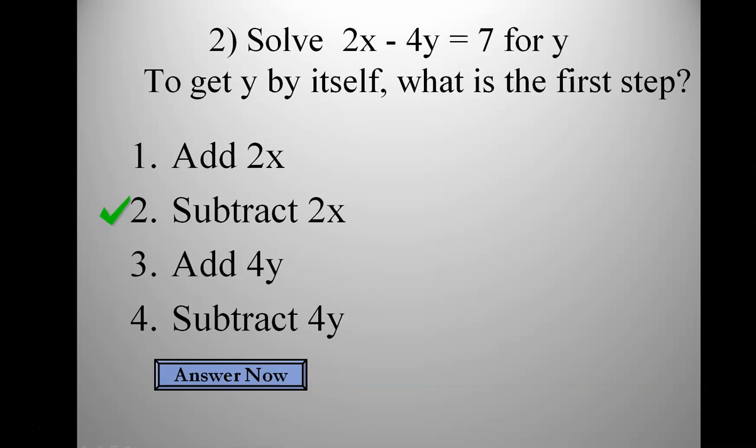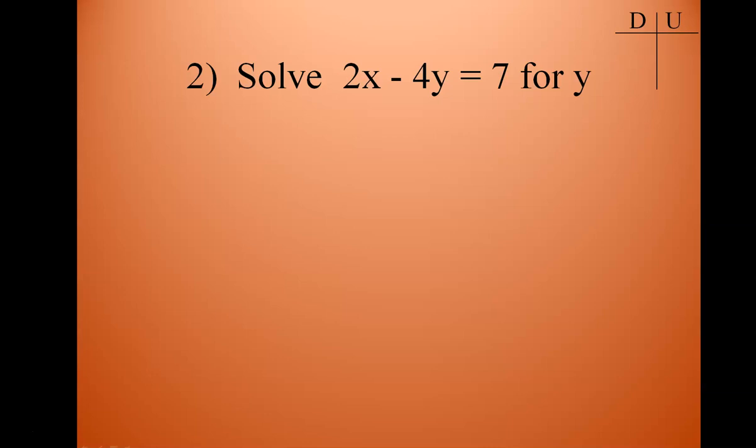And you are correct. Subtract 2x from both sides. So here's my do-undo chart. What was done to y? Remember, we're solving for y. Y was multiplied by -4, and then 2x was added to the same side.